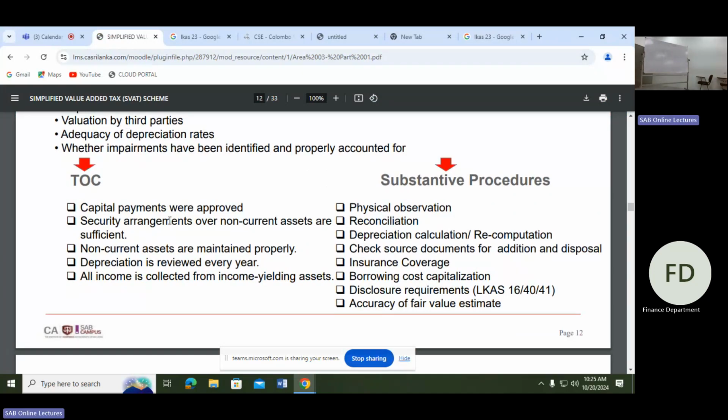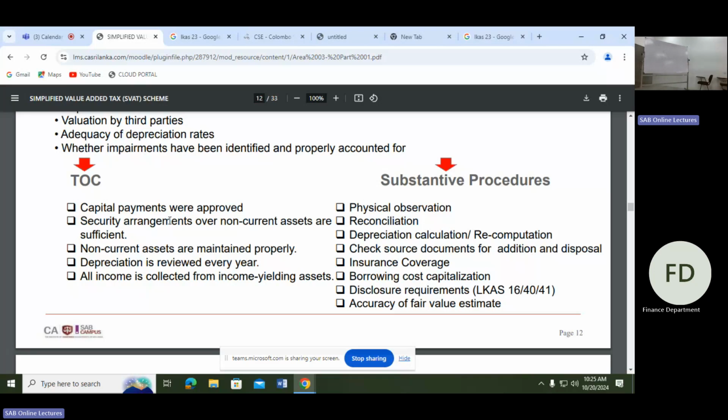So then required disclosures 41, 16, 14. And then accuracy of fair value estimate. And if you are using fair valuation method, fair value less cost to sell or fair valuation model, whatever the fair valuation inputs should be evaluated. That's really important. Right? So then those are the things need to be considered, and we can add some more substantive procedures according to the scenario.